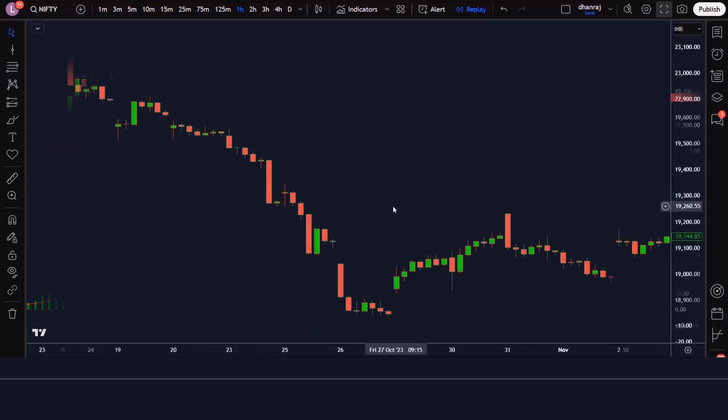Let's start the video. We open the Nifty 1 hour chart. This strategy works well on the 1 hour time frame, as this strategy is unique, as no one has ever told you about it before. Let us now understand the trading setup.